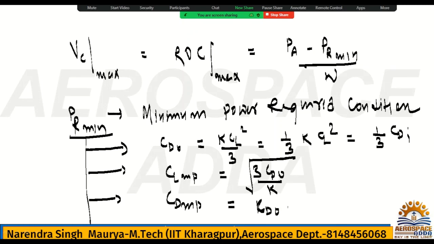CD naught plus KCL square. So what is the CD naught? What is the KCL square? It's 4 CD naught. Yes or no? So these are the useful conditions for minimum power required, that you know very well.